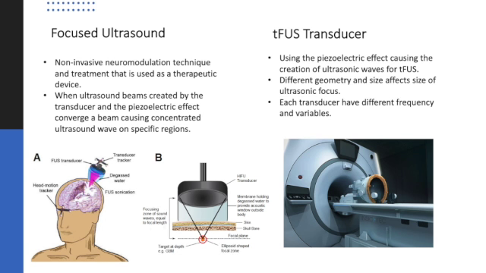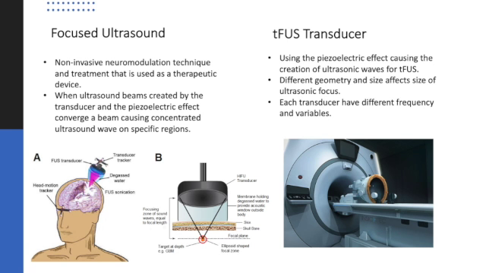Focused ultrasound occurs when the ultrasonic beams created by the transducer converge, causing the ultrasound wave to concentrate on a specific region of the tissue. The transducer creates the ultrasonic wave because of the piezoelectric effect. The piezoelectric effect is where the electricity is turned into acoustic waves.